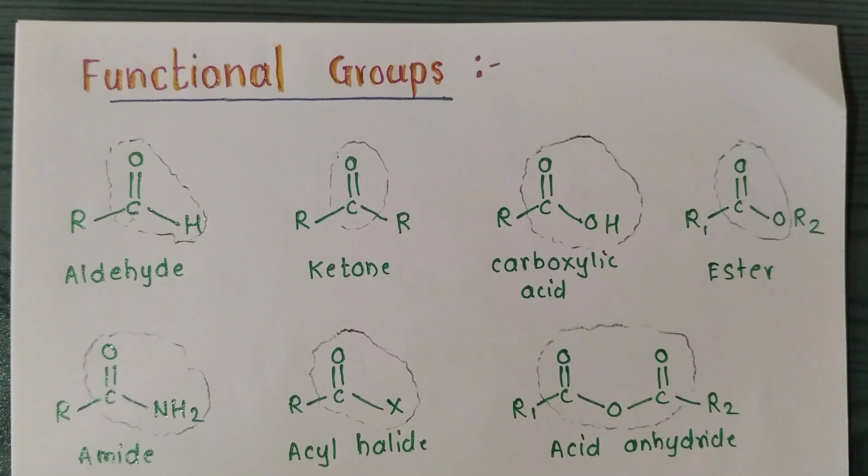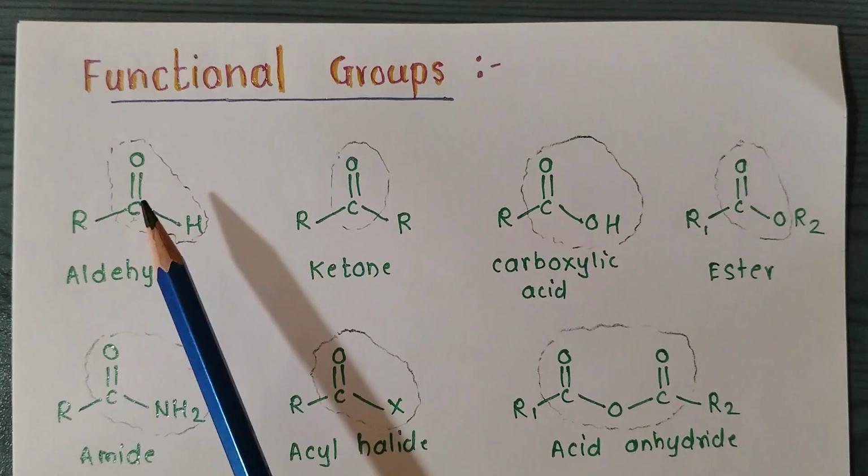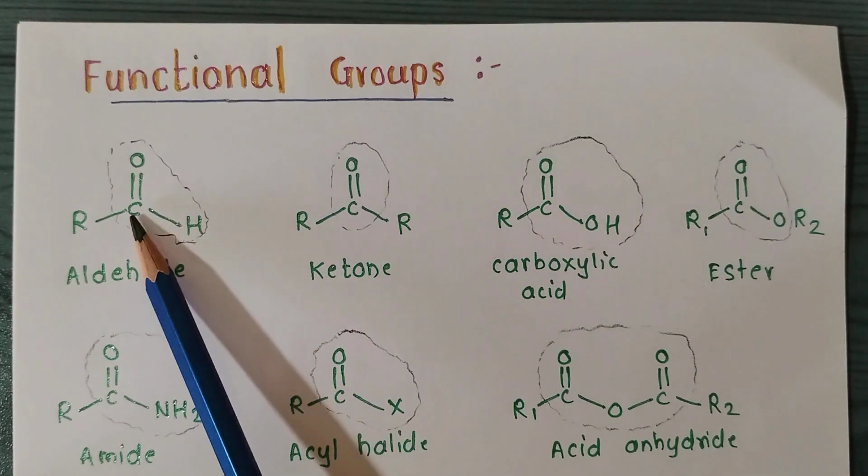What is functional group? A functional group is an atom or group of atoms in an organic molecule that determines its chemical properties and reactions. So now we see here different types of functional groups. So see here we started from carbonyl containing functional group.